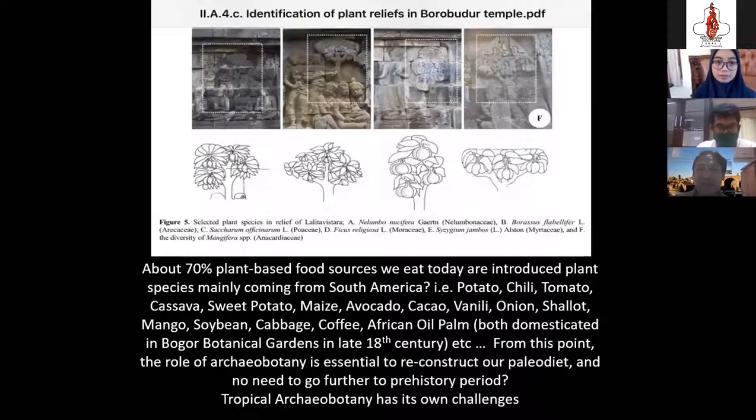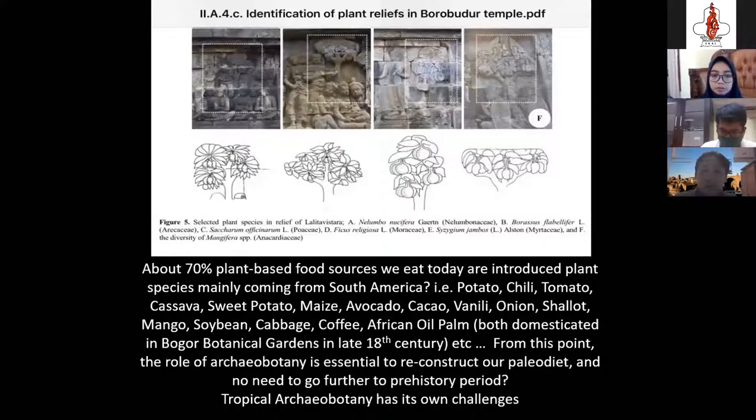And I would say that, whether we realize it or not, about 70% of the plant-based food sources that we eat today are introduced plant species, mainly coming from South America. Cassava, tomato, chili, sweet potato, maize, avocado, cacao, vanilla. These species are native to South American floristic regions.